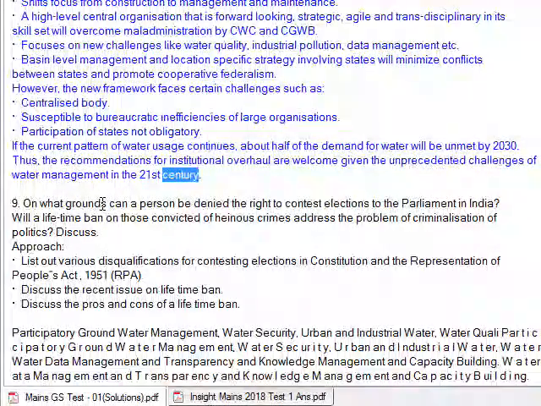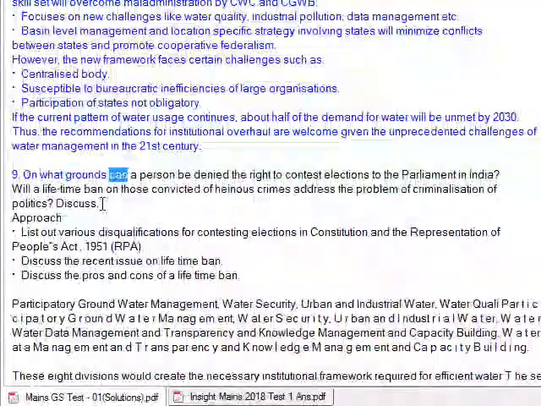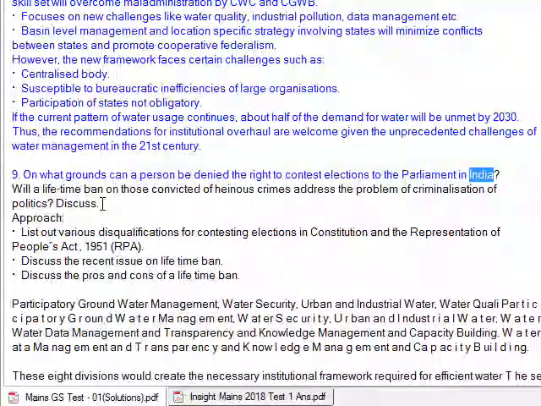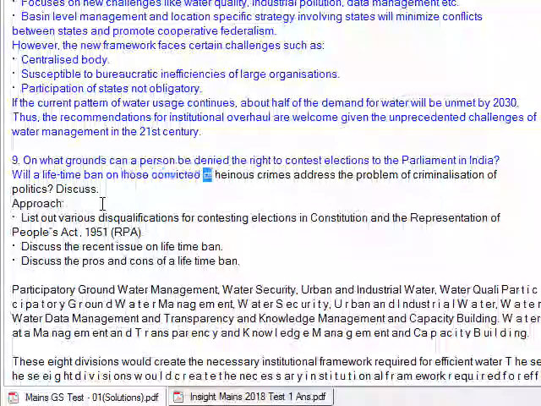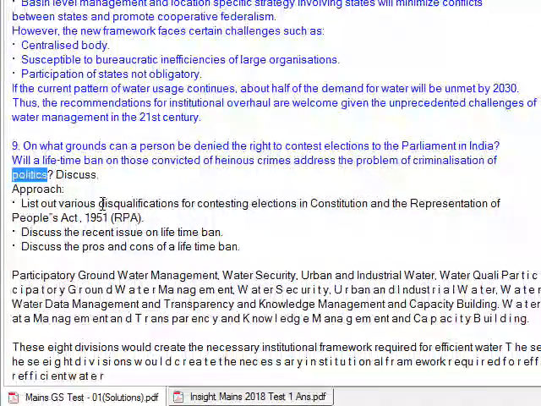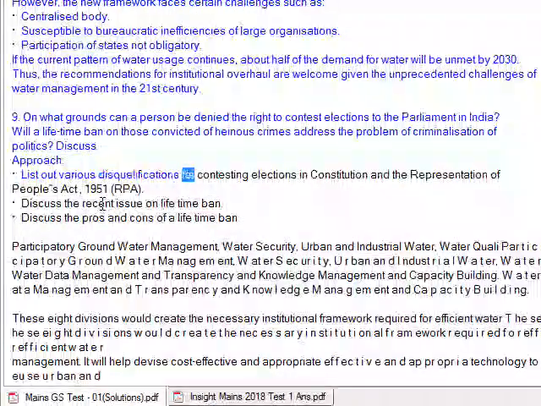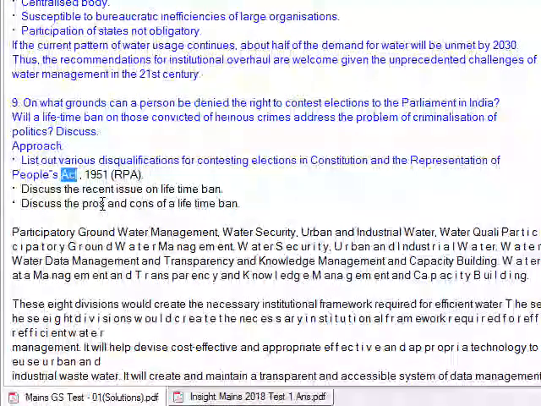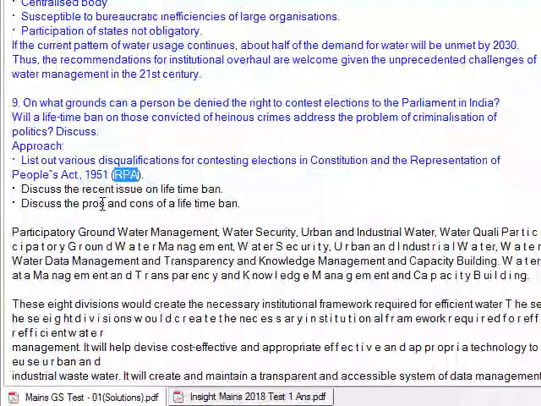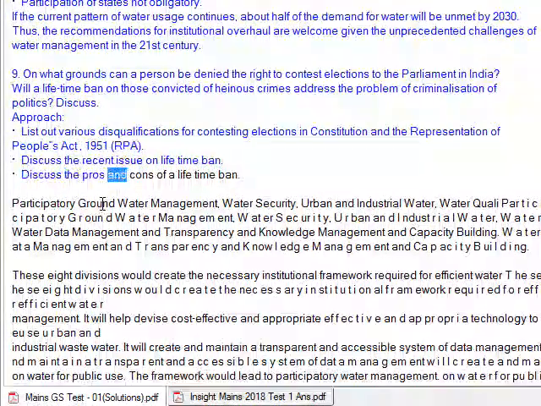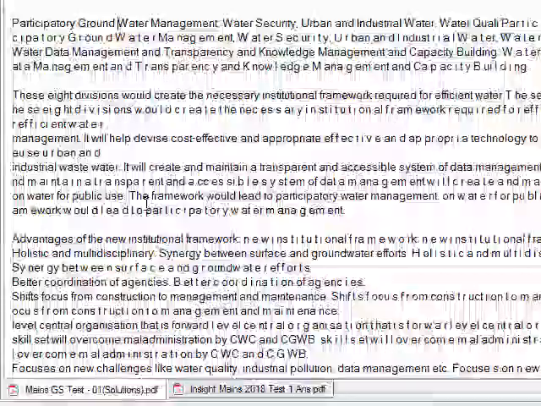21st century. 9. On what grounds can a person be denied the right to contest election to the Parliament in India? Will a lifetime ban on those convicted of heinous crimes address the problem of criminalization of politics? Discuss. Approach. List out various disqualifications for contesting elections in the Constitution and the Representation of People Act, 1951, RPA. Discuss the recent issue on lifetime ban. Discuss the pros and cons of a lifetime ban.